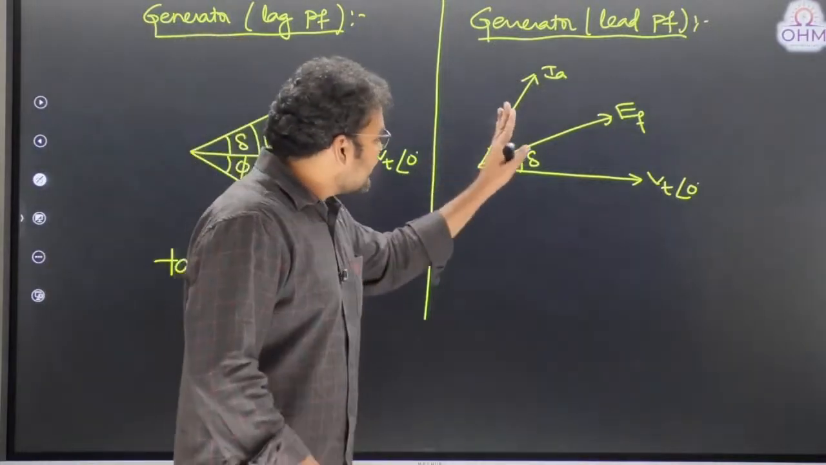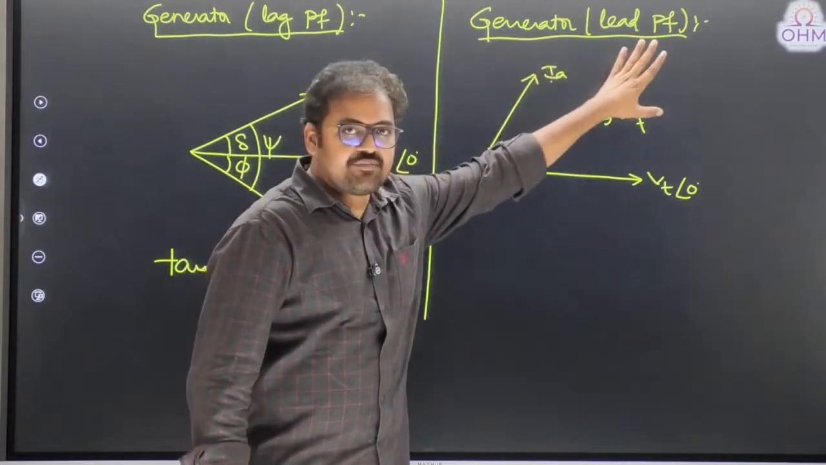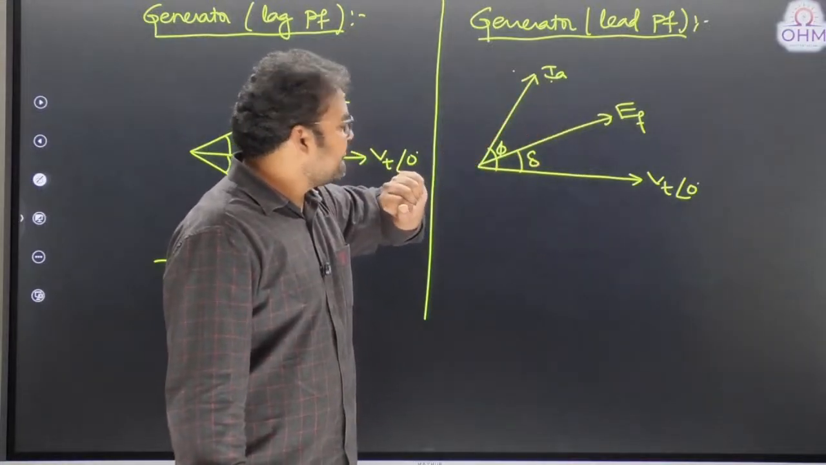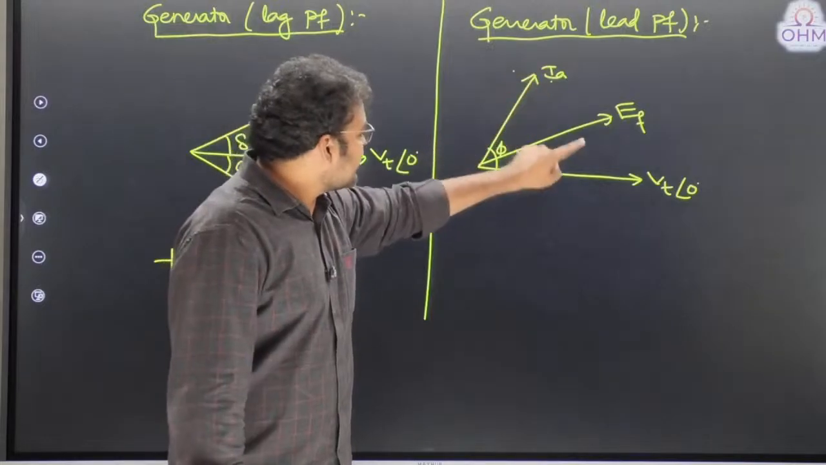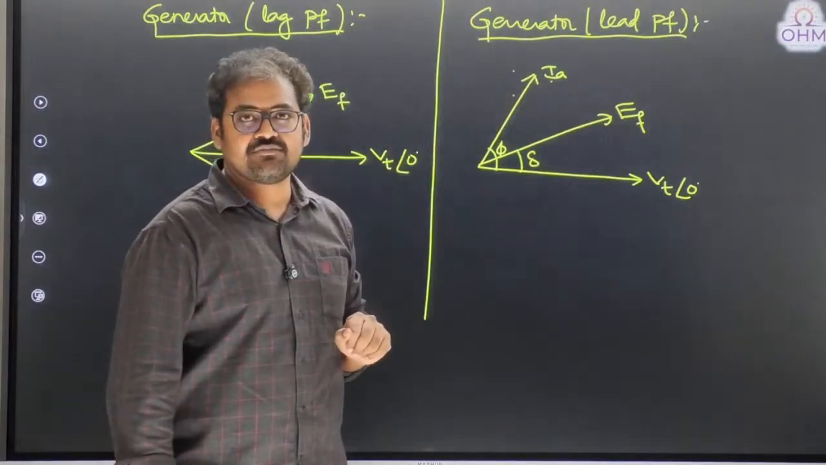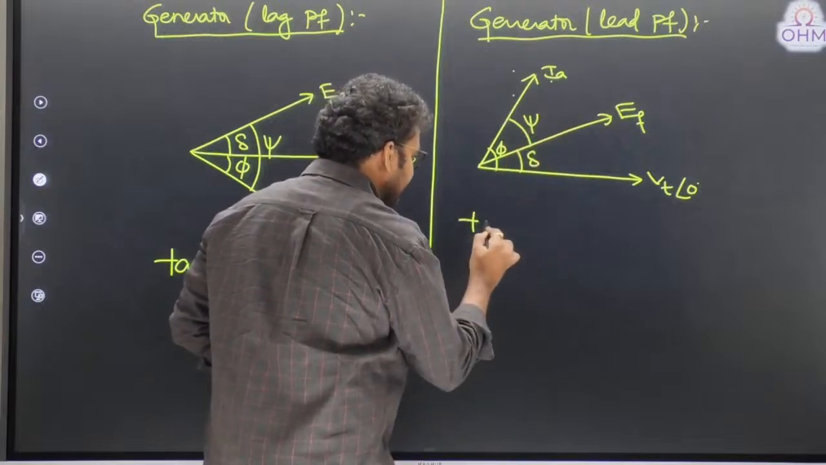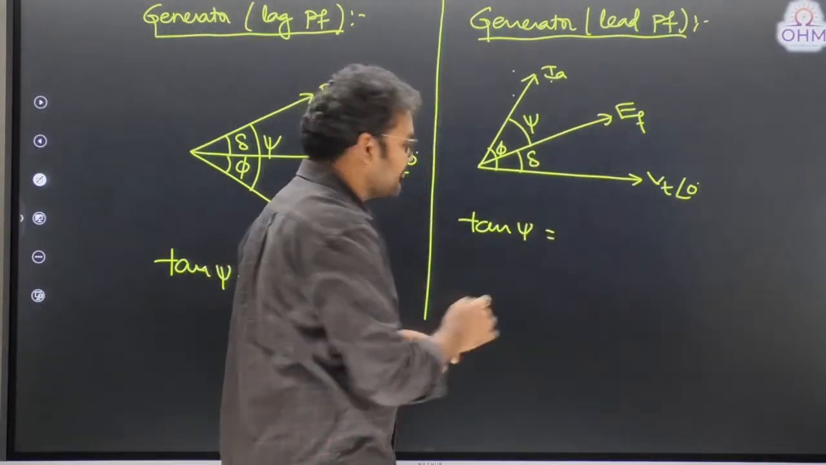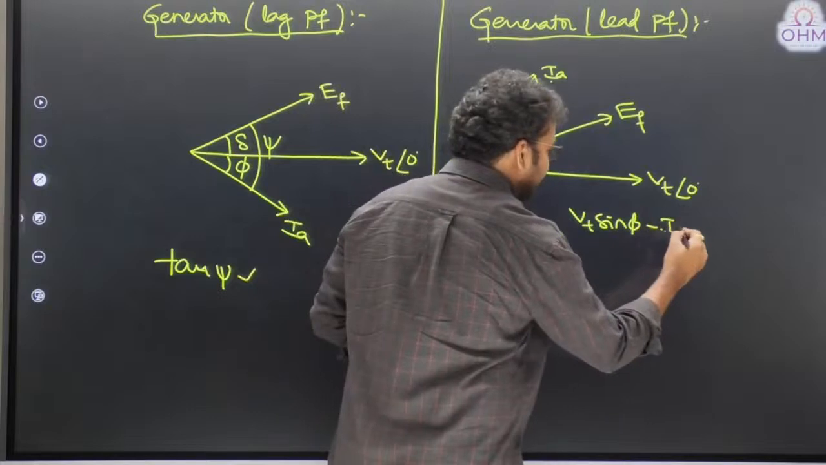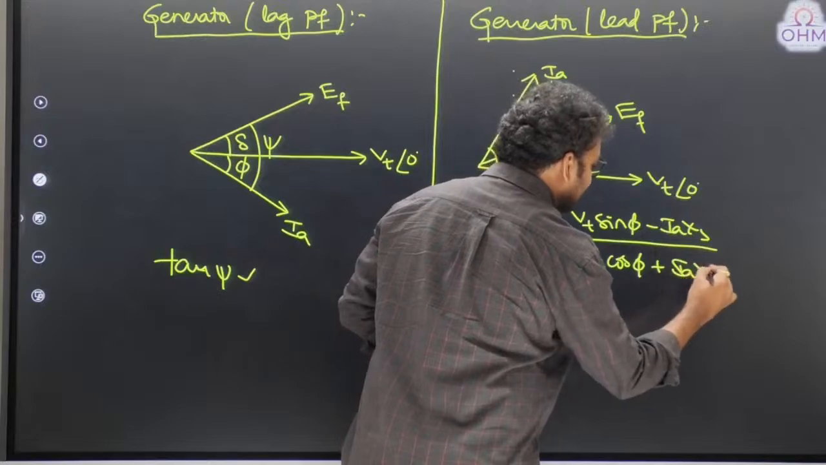Now please try to understand one thing from the phasor diagram. The armature current was leading, definitely leading power factor. Is it leading Vt only or EF also? From the diagram, what is your opinion? Armature current was leading the terminal voltage and also leading the induced EMF. So this is psi, internal power factor angle psi. And that psi you can find out from the tan psi formula. What is the tan psi formula? Vt sin phi, for leading power factor, minus IaXs divided by Vt cos phi plus IaRa.